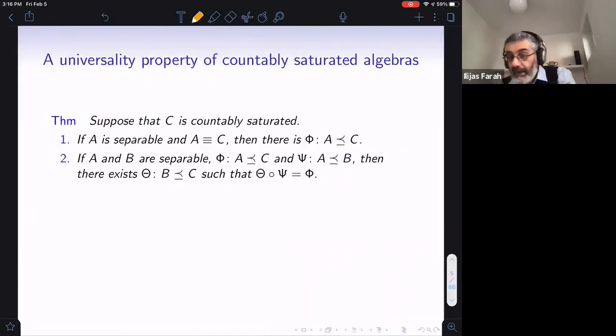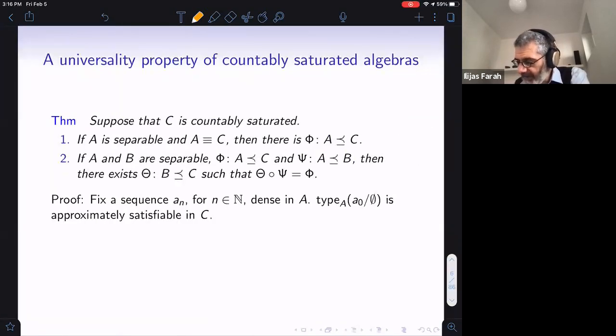And here is the important property, really what characterizes countably saturated algebras. Suppose C is countably saturated. Now, if you have a separable algebra A which is elementarily equivalent to C, then it can be embedded into C elementarily. And the second part, okay, let's first look at the proof of the first part and we'll come back for the second part. So to prove part one, we fix a sequence which is dense in A.